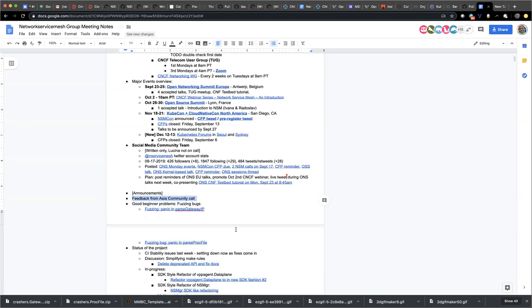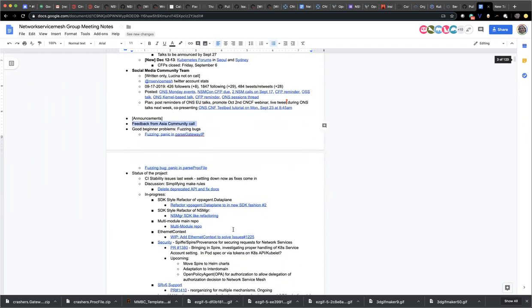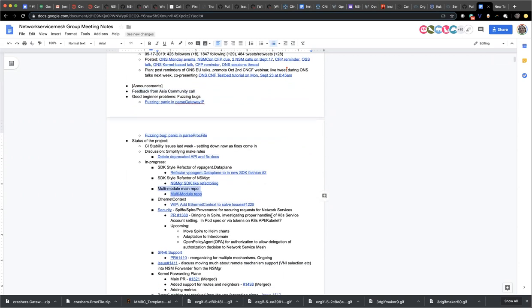Maybe a quick glimpse in the multi-module repo. Sure. Just to use the time. So we went through it today, and the result of it is going to be a better dependency management for the projects that are going to depend on the SDK, for example. It will certainly restrict the dependencies that you drag in with the current approach that we have.